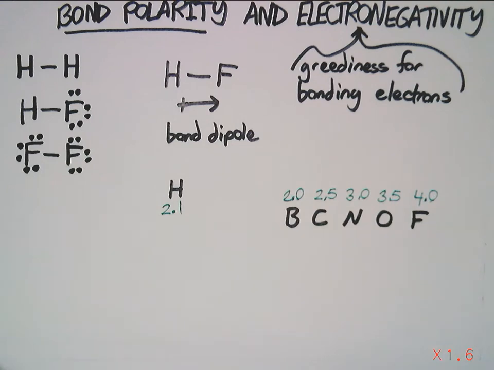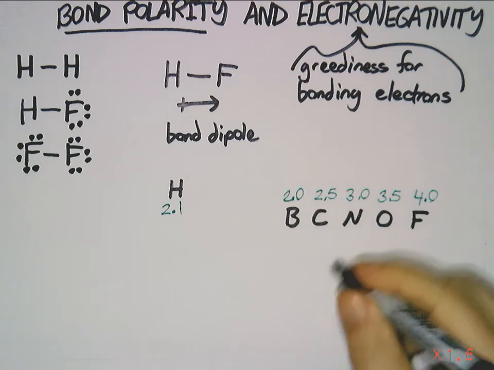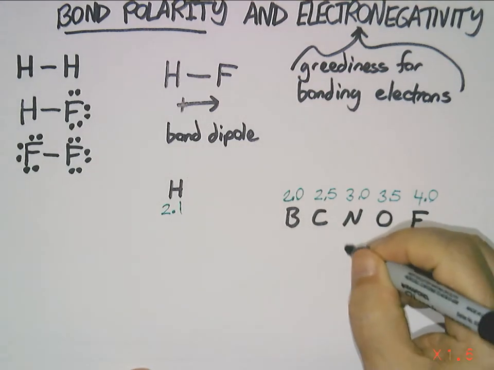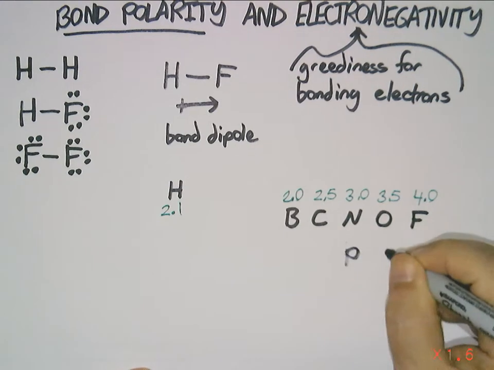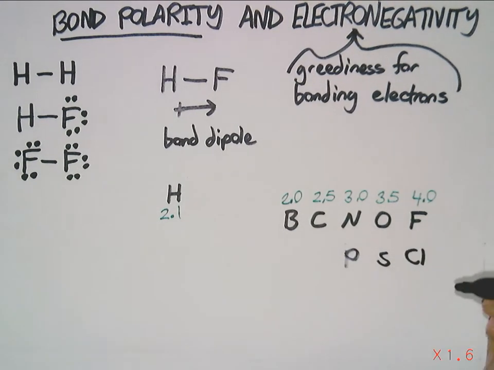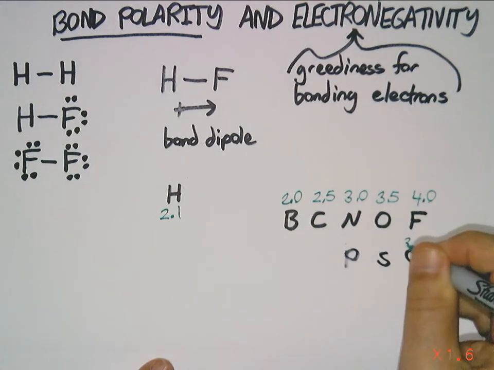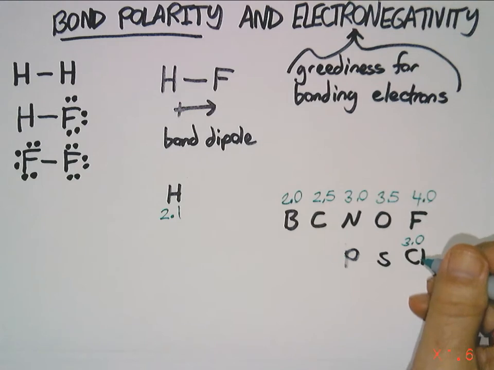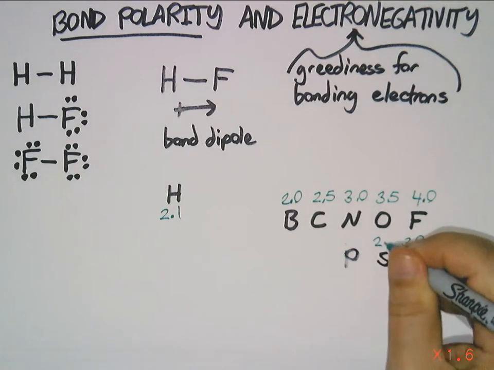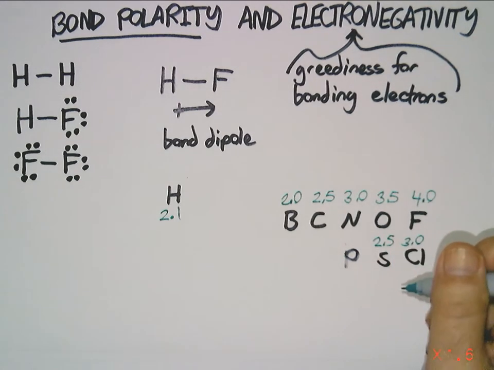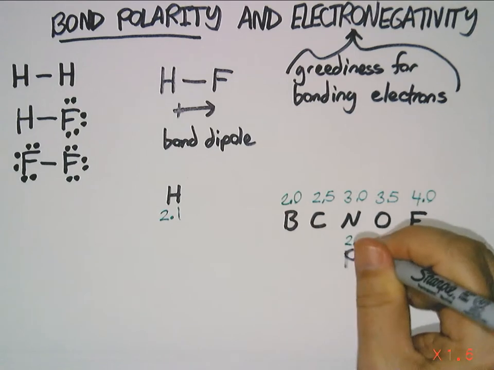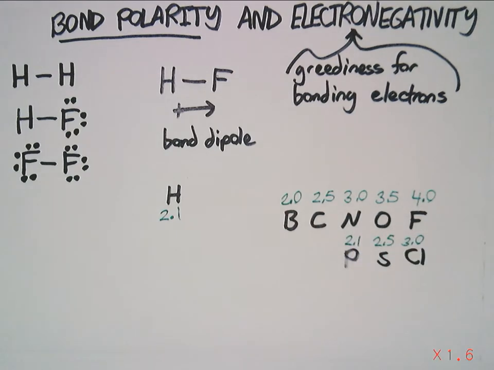If we look at, let's put some other ones on here. And these are in your book, so no big deal. Your chlorine is 3.0. Sulfur is 2.5. And phosphorus is 2.1. All right. So those are the Pauling electronegativities for these.